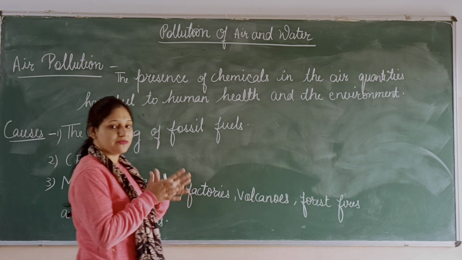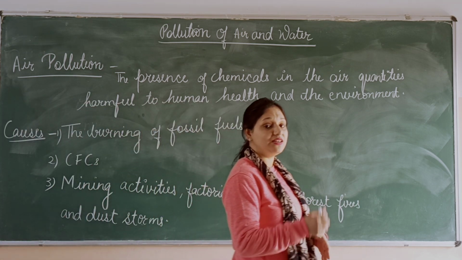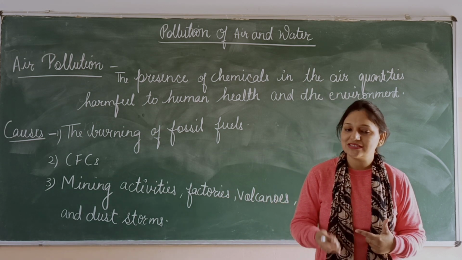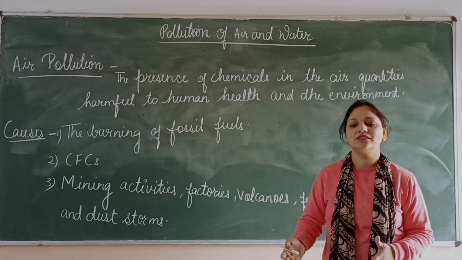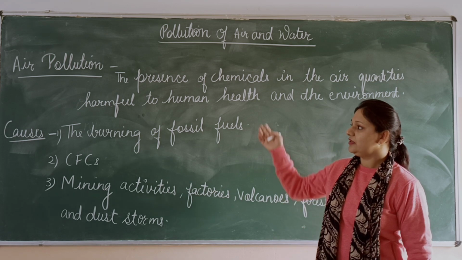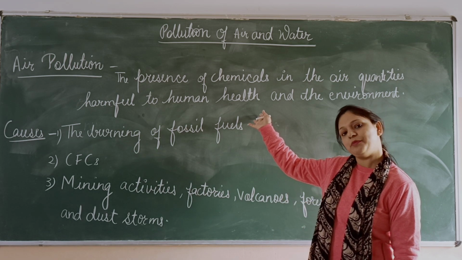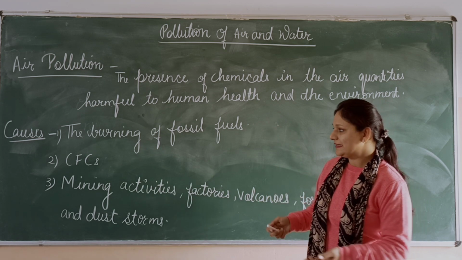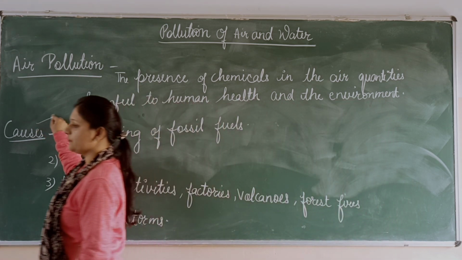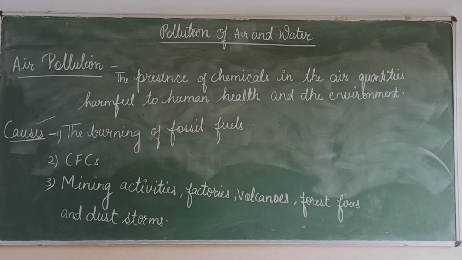So the chemicals which are present in the air in that quantity, which will start harming the environment as well as the animals also, will be known as air pollution. So that change is known as air pollution. Now let us see what the causes of air pollution are, how it is caused. Kids, you have to remember that air pollution is also caused in two ways, natural and man-made.